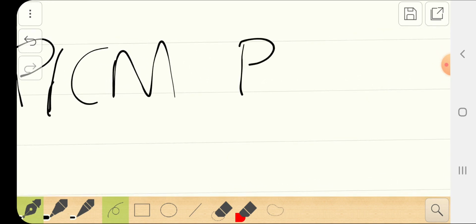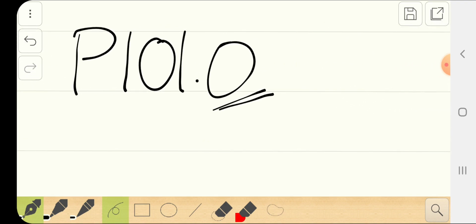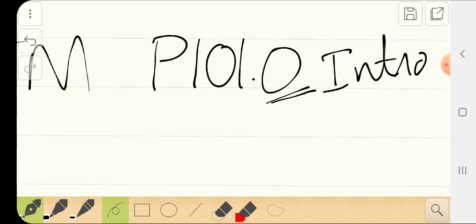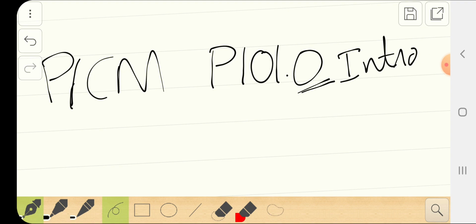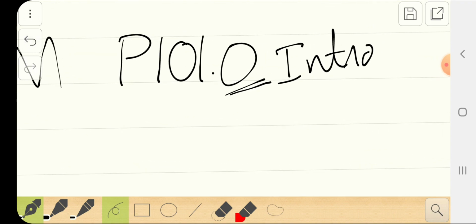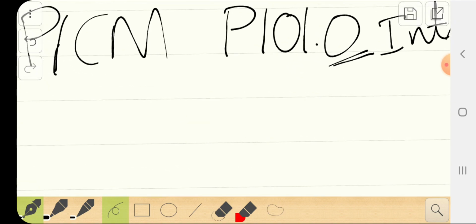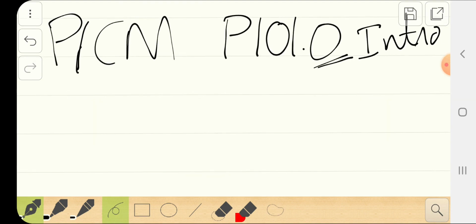Basically, this lecture is called P101.0. The 0 stands for the introductory part. I'm doing the intro. This is the intro to P101, the first part of the lecture. This lecture has no mathematical parts. There is no complicated stuff in this lecture. It will be easy for you to understand. This is just to smoothen things before we begin the more complicated parts.